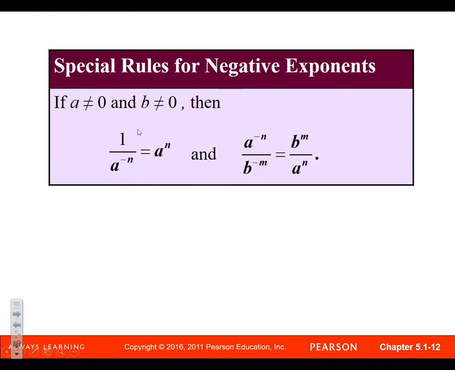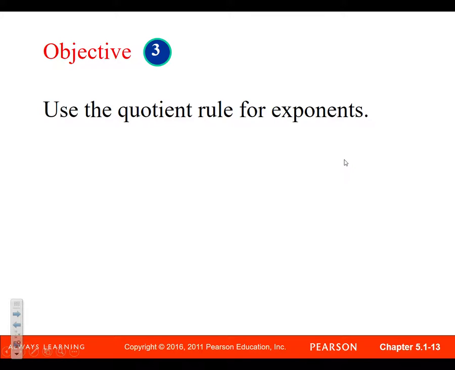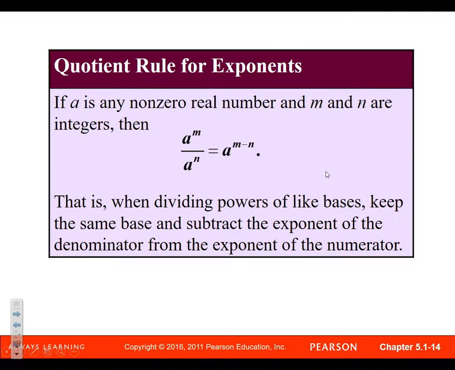So here's the negative rule, special rules. Same idea. Okay, so here's the quotient rule. If you do have powers with the same base, then you can just subtract them. So if I have m minus n, in this case, m minus n. Now, why is there a dot there? Did I leave that there? Oh, it's a period. Just kidding.